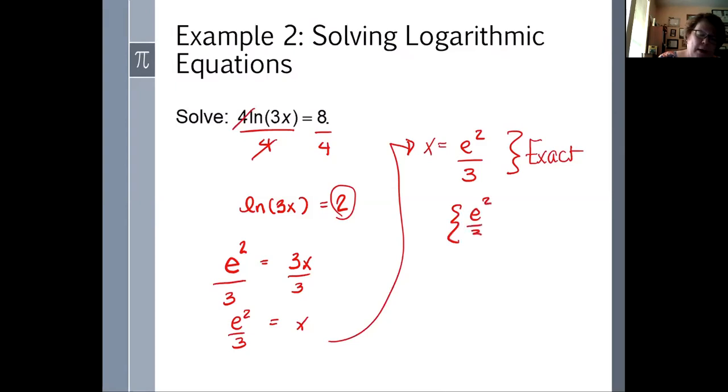So again, what am I checking? I'm just checking to make sure that my x cannot be something that's going to make this negative. Because the domain of a logarithmic function is the set of positive numbers. So I can't have a solution that's going to have me taking the logarithm of a negative number.